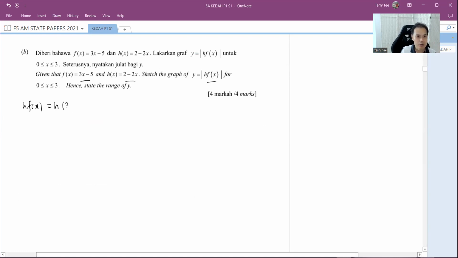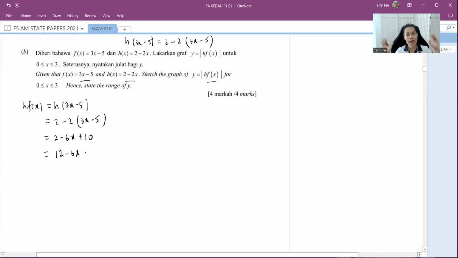My fx is 3x minus 5. When you sub inside your hx, you get 2 minus 2 bracket. Now remember, you got to think in terms of brackets, okay? So h bracket is 2 minus 2 bracket. If I put 3x minus 5, I need to sub in 3x minus 5. So this will give us 2 minus 6x plus 10, which gives us 12 minus 6x.